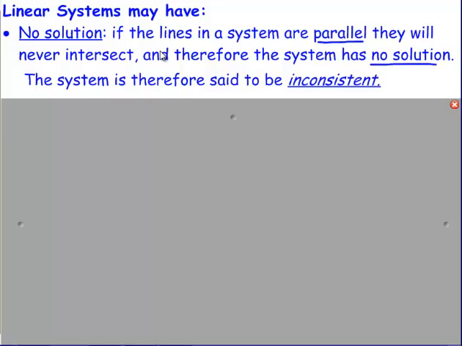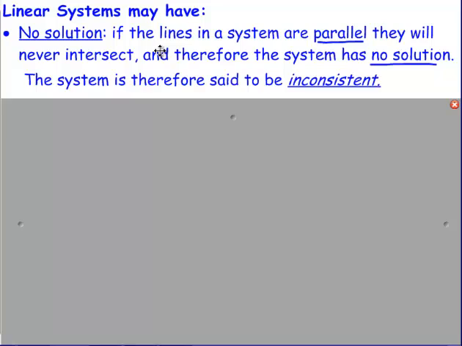We can have no solutions. We can have 0 solutions. Because this system doesn't work and we can't come up with a solution, we consider systems that have no solution to be inconsistent. They're inconsistent with what we're used to because they don't have any solution.